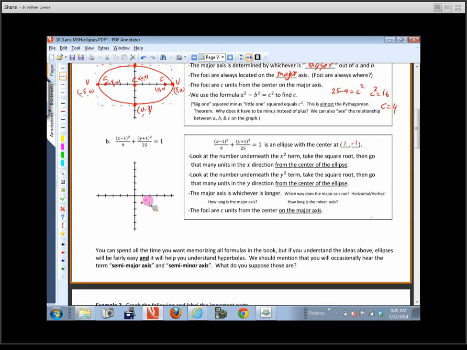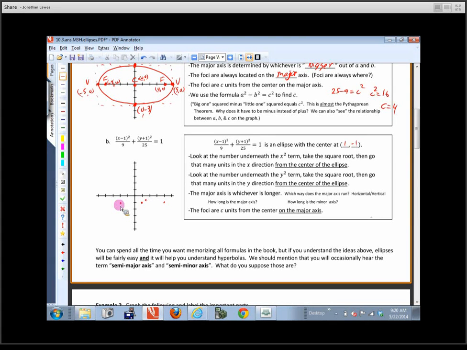Okay, now look at the number underneath the x squared term. So we're going to look underneath here. It's a 9. In the x direction, I'm going to take the square root of that, and that's how far I'm going to go. So how far am I going to go to the left and the right? I'm going to go 3 units. So 1, 2, 3, put a point right here. 1, 2, 3, put a point right there.